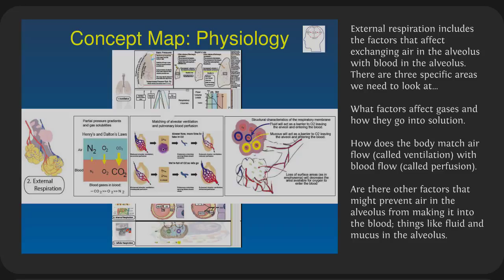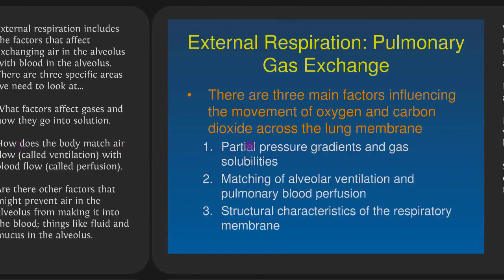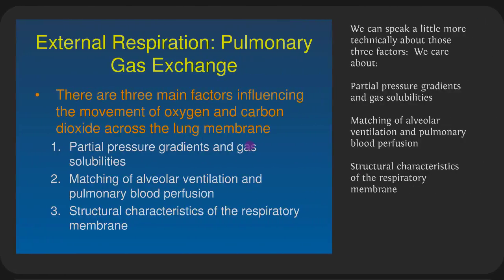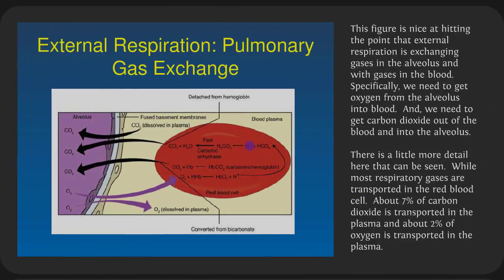So if there's fluid in the alveolus or mucus in the alveolus, that's an additional barrier between oxygen in the alveolus making it to the capillary. We can speak a little more technically about these 3 factors. We care about partial pressure gradients and gas solubilities, matching of alveolar ventilation and pulmonary blood perfusion, and then structural characteristics of the respiratory membrane.